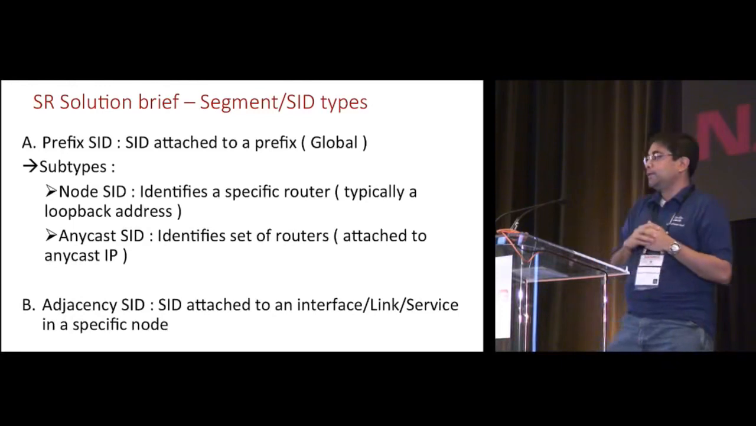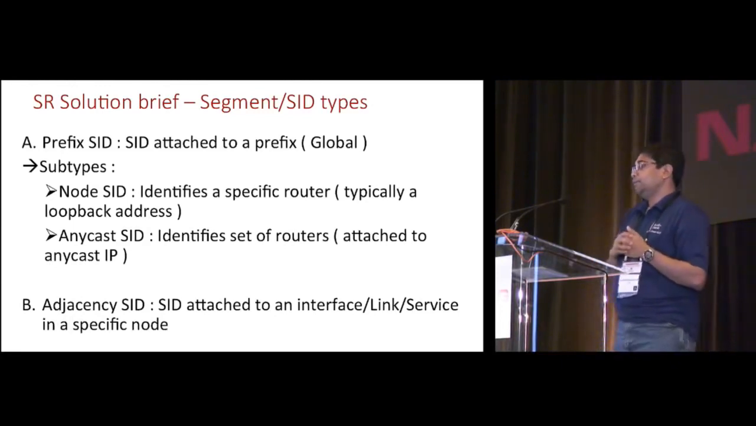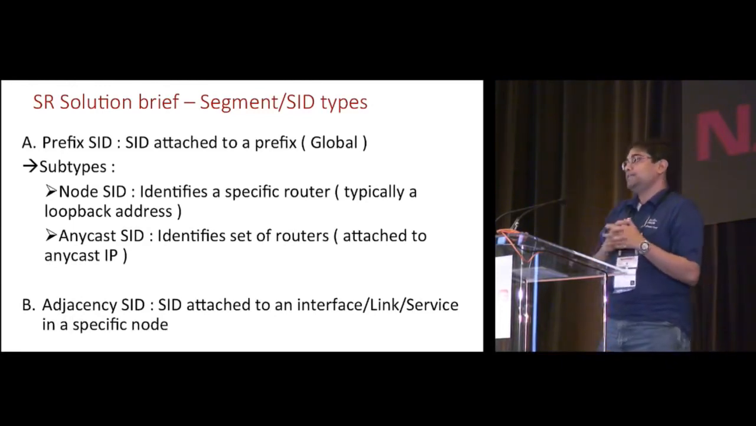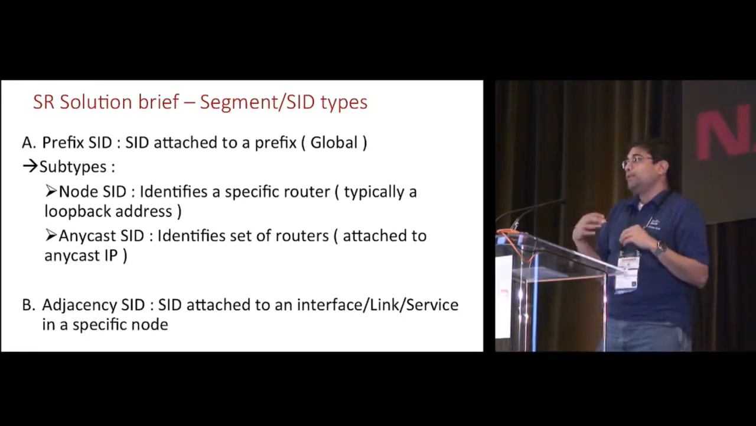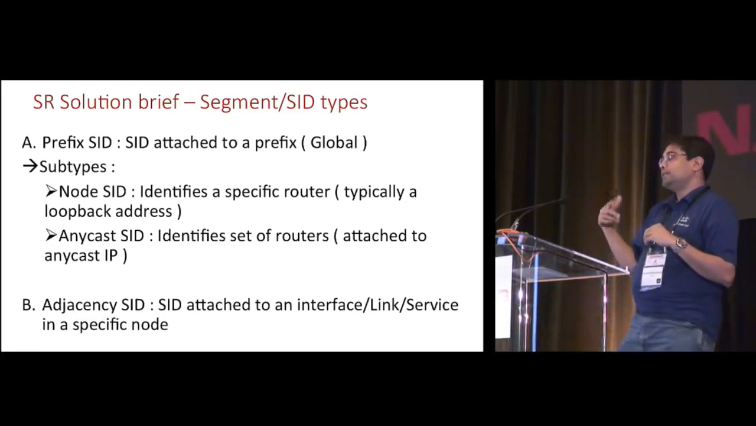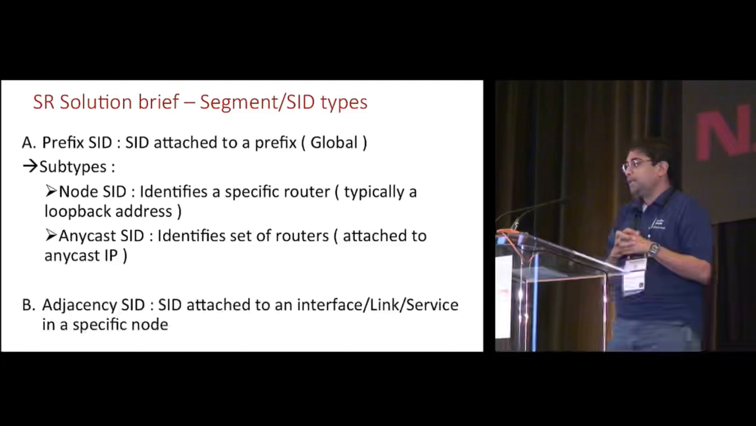And then similarly, there is the local adjacency SID, which is local to a certain node, and it identifies information which is only needed or available locally, like a service in that node, or a certain link in that node, or a pair of links, or an adjacency in that node, or an interface, something like that.